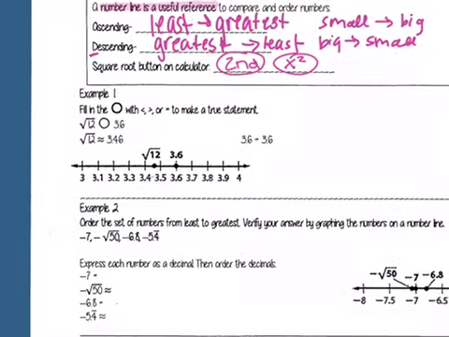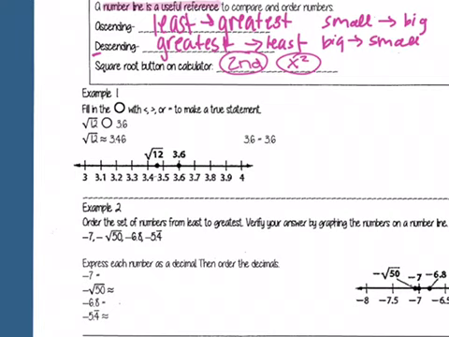So let's look at the bottom here. Fill in the circle with less than, greater than, or equal to make a true statement. So the square root of 12 is what compared to 3.6? In our calculator, we can type in the square root of 12, and we get 3.46. So 3.46 compared to 3.6. The 3's are the same, so we have to go to the next digit over, and our 4 is smaller. So that means 3.6 is greater than 3.46.